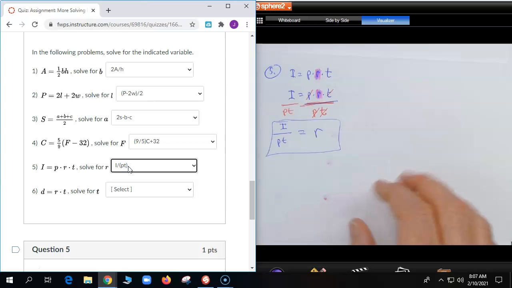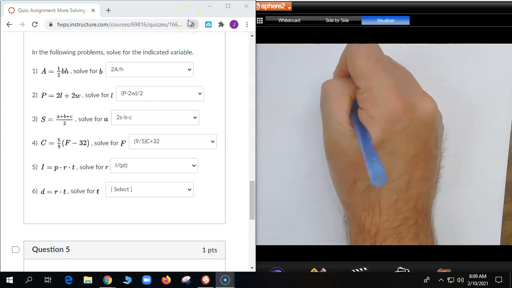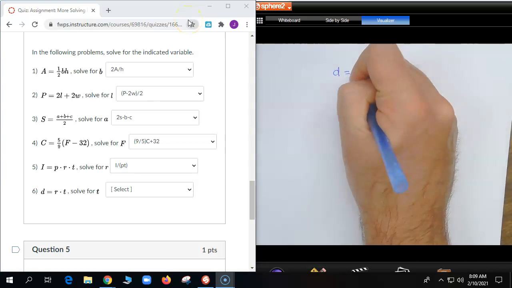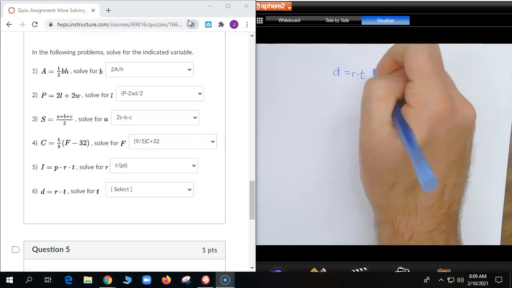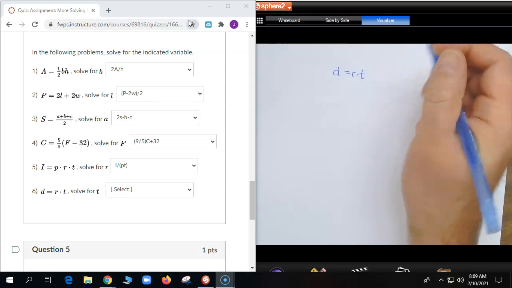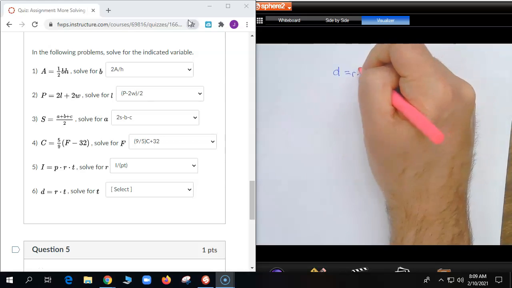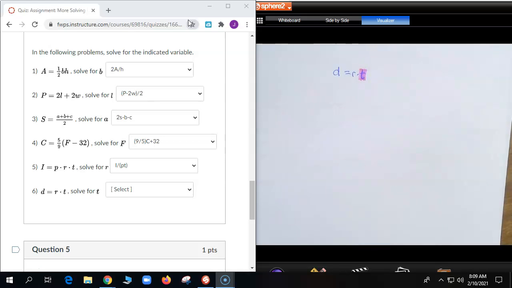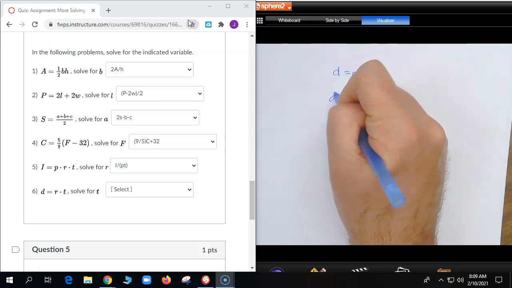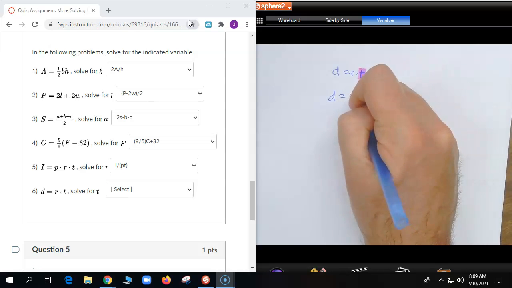And then we have one more here. And write this down. We have D equals R times T, and we're trying to solve for T. So I'm going to put a little pink highlighter on the T here. Now, this isn't that hard at all, right? We have R times T.